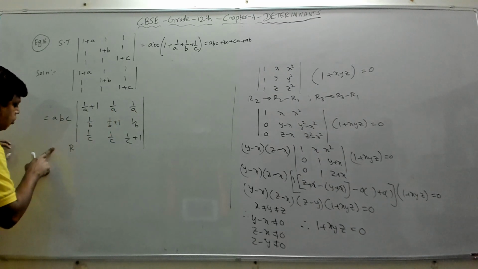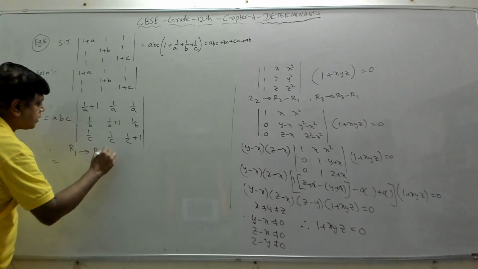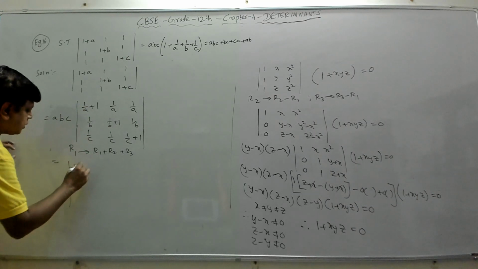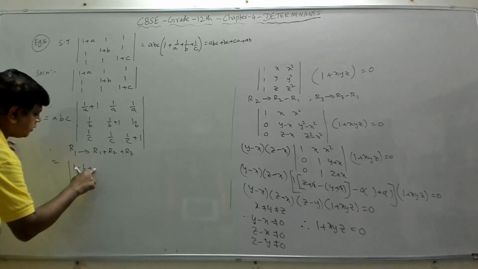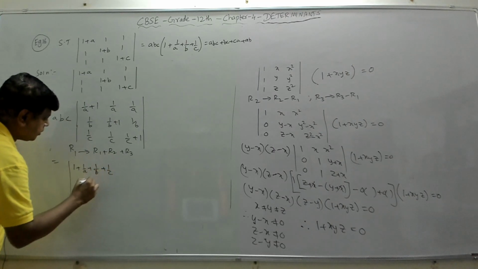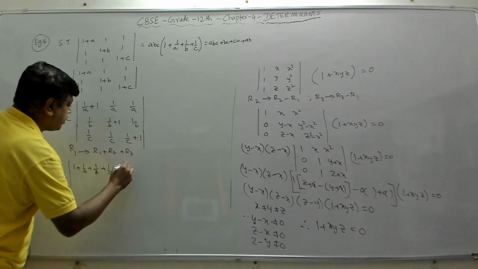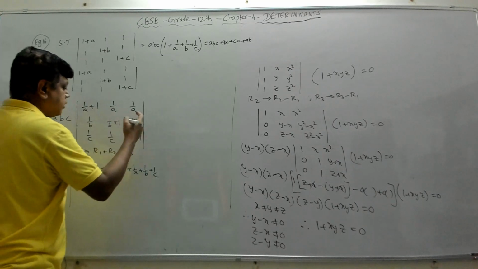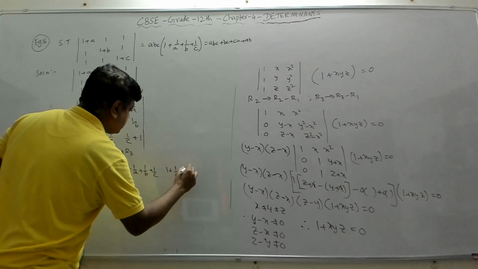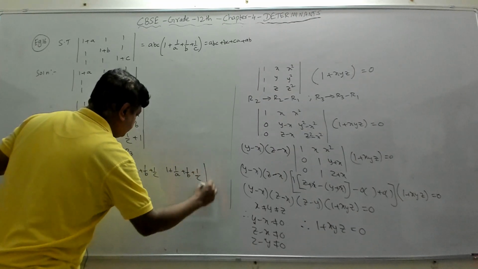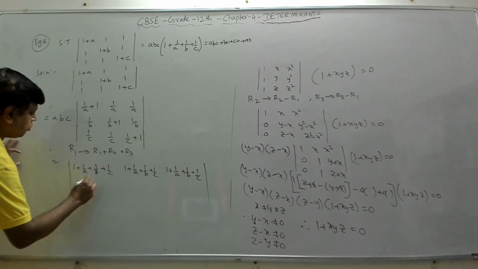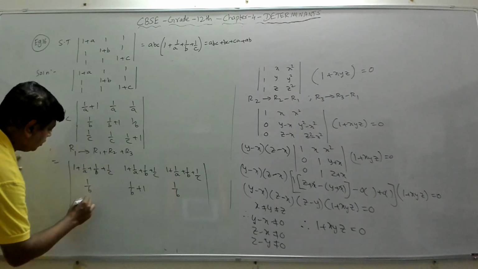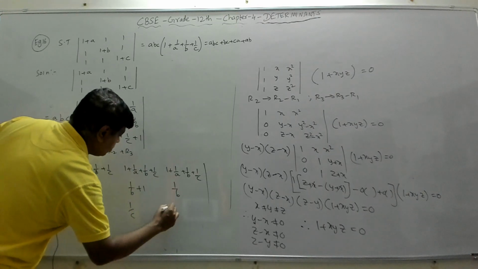So the operation is the row operation R1 is R1 plus R2 plus R3. If I do this, this will become 1 plus 1 by a plus 1 by b plus 1 by c. Again, if I add all this, it will become 1 plus 1 by a plus 1 by b plus 1 by c. Again, if I add all this, it will become 1 plus 1 by a plus 1 by b plus 1 by c. Then second row, no change: 1 by b plus 1, 1 by b, 1 by c, 1 by c, 1 by c plus 1.